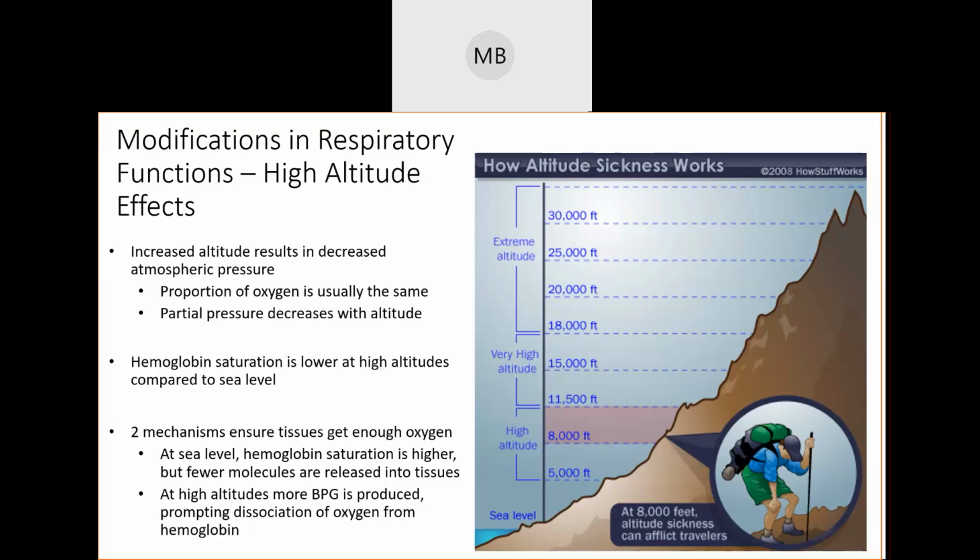But that leads us to a couple of fun loopholes in life, especially with the Olympics, right? So what ends up happening is if you are from a higher altitude, your body makes more BPG, which promotes the disassociation of oxygen from your hemoglobin so your tissues can get it. At sea level, you don't make as much of this BPG, right? Because the hemoglobin saturation is higher, but it needs to release less oxygen, right?